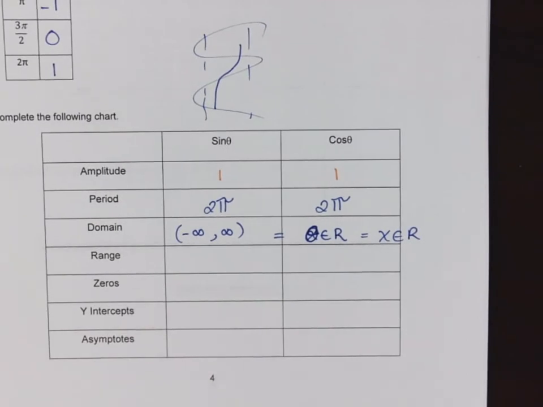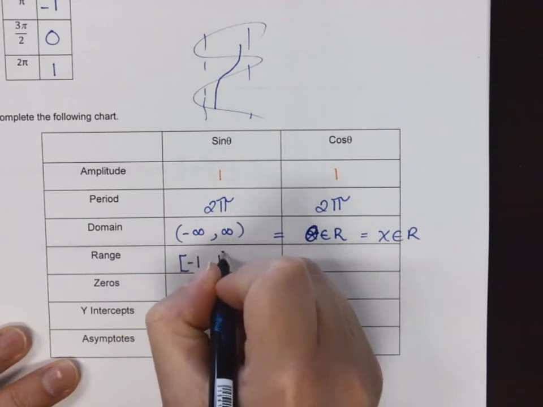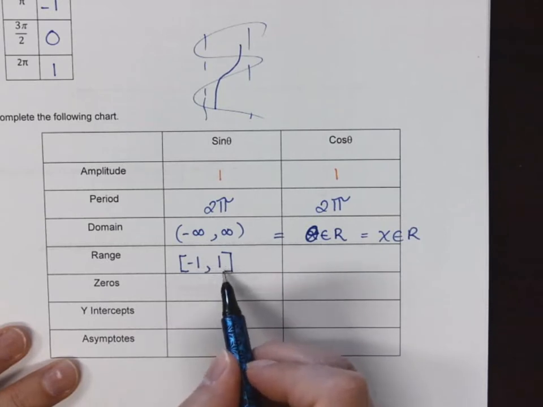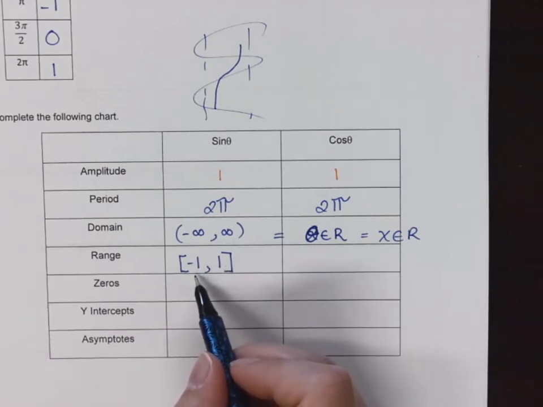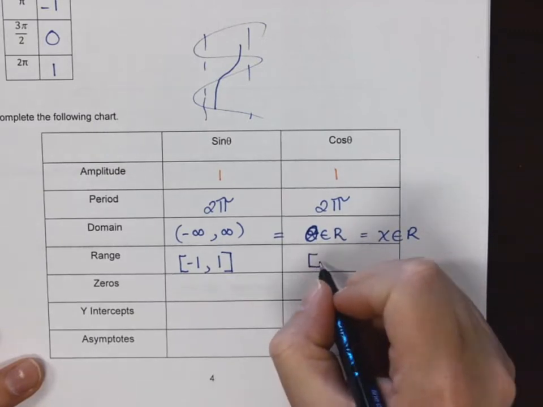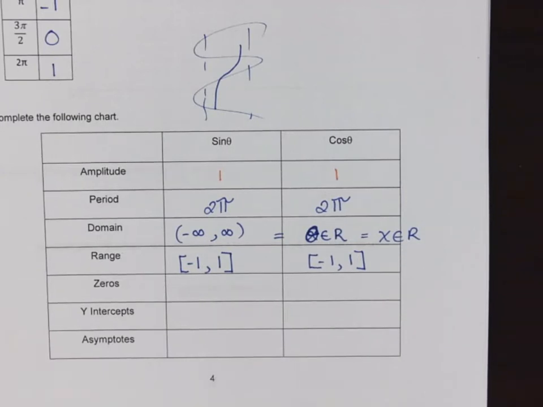The range is -1 to 1. Inclusive or exclusive? Inclusive. I noticed this happened on the transformation test: please make sure they're in the right order. The lower limit is always on the left-hand side. You always say how low first to how high, so don't flip those around. And what about the cosine graph? It would be the exact same thing. You're basically just copying each other, until the y-intercept, which is different.